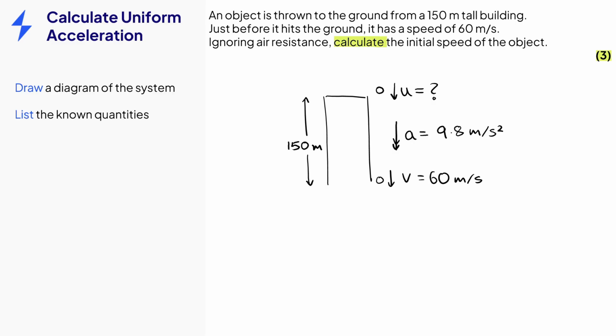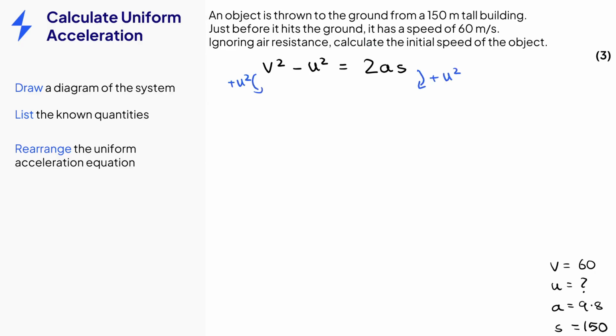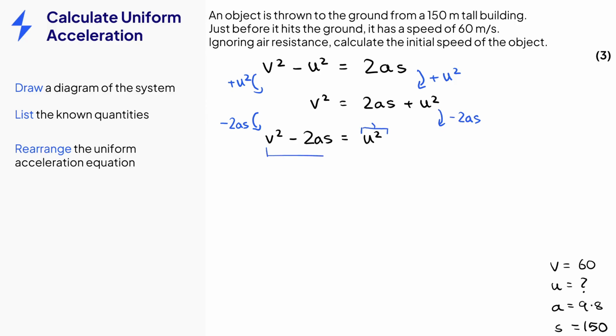Now it's a little easier to list the quantities. v is 60 meters per second, u is unknown, a is 9.8 meters per second squared, and s is 150 meters. Let's start by writing down the uniform acceleration equation. We need to rearrange this to make u the subject. First, we'll add u squared to both sides to get rid of that awkward minus sign. Next, we want the u squared term on its own, so we'll subtract 2as from both sides. We are left with u squared on the right, so for neatness, we'll swap things around so it's on the left.